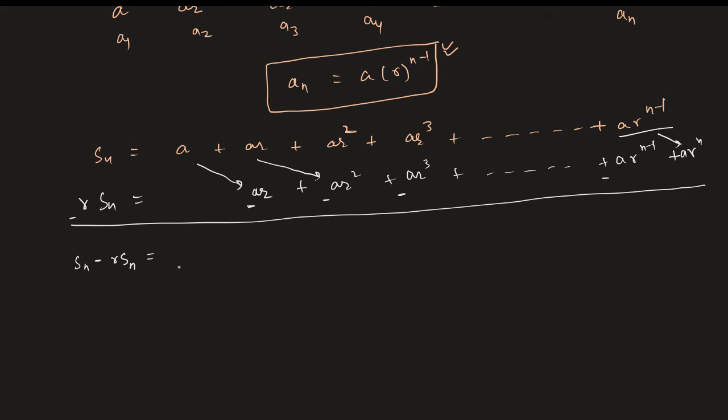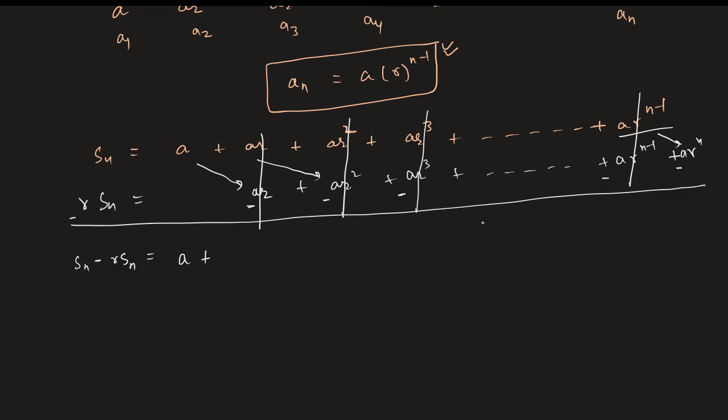Now there is nothing below over here. This would be ar minus ar, which is 0. I can cancel it out. ar square minus ar square, which is again 0. Cancel it out. And this last term cancels out.